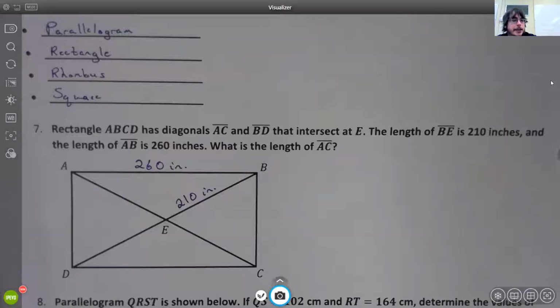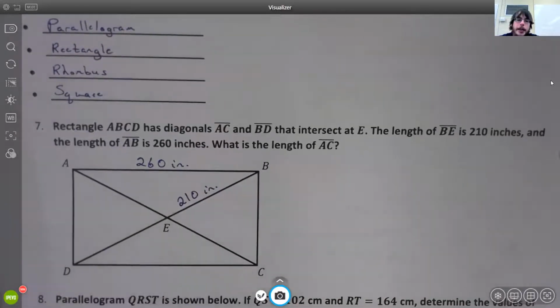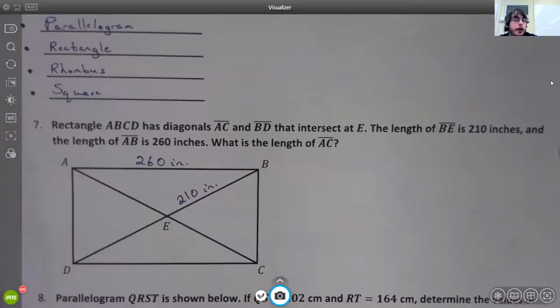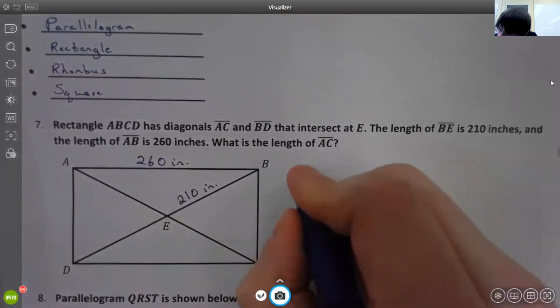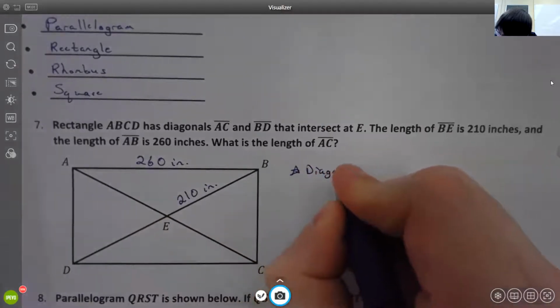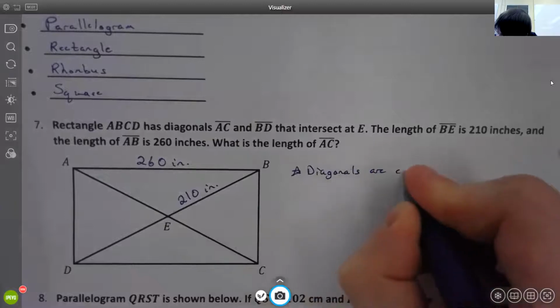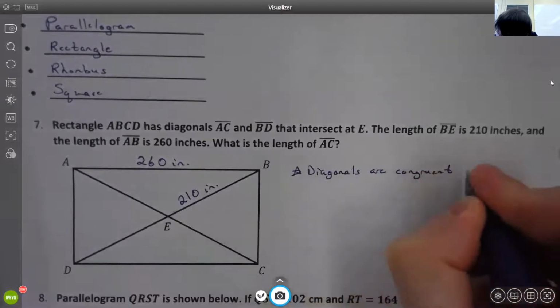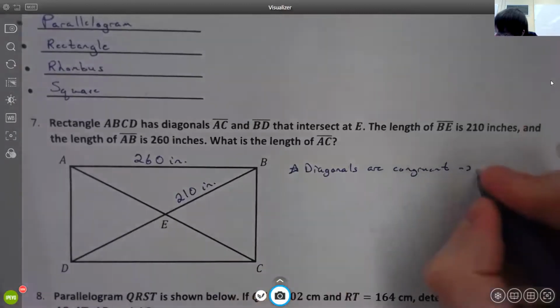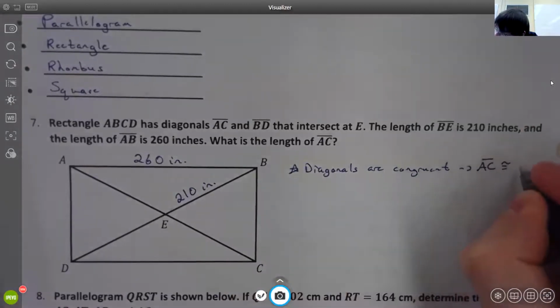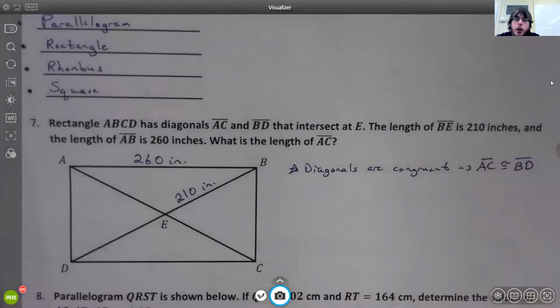So since this is a rectangle and we're looking for a diagonal, it's important that we determine what's important for the diagonals. And so the property that the diagonals of a rectangle have is that they're congruent. So the diagonals are congruent. So what that means in this case is that AC would be congruent to BD. So if we could find BD, then we would already know what AC is.